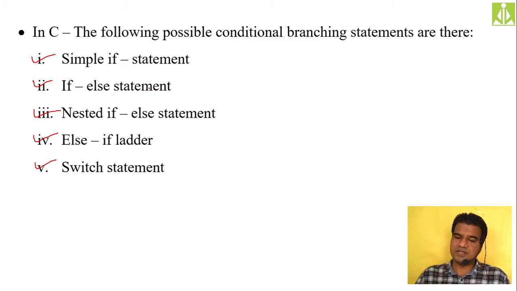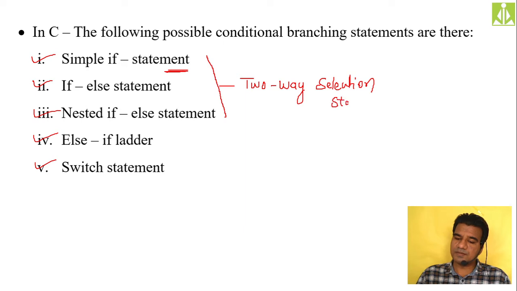We start with the simplest or the easiest one in our list, that is the simple if statement. There is no else. Simple if statement, if else, nested if else, else if ladder, and switch case. Among these 5, the first 3 are the two-way selection statements. We call them two-way selection statements.